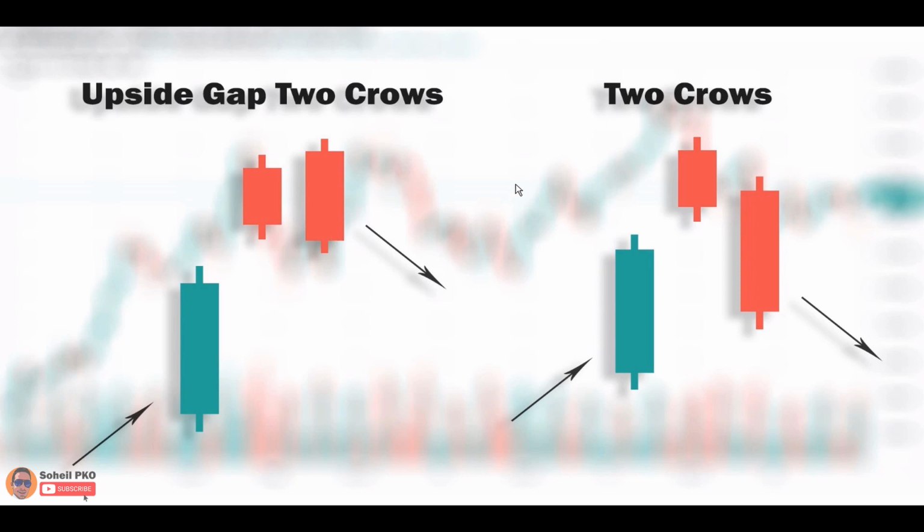Compared to the two crows pattern, upside gap two crows has less strength because the gap is not covered yet, but still it shows selling pressure and possibility of reversal.